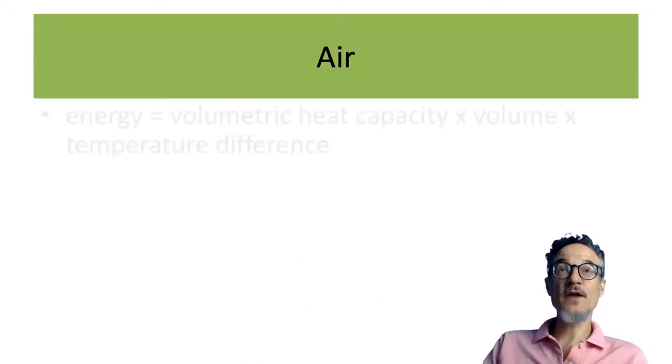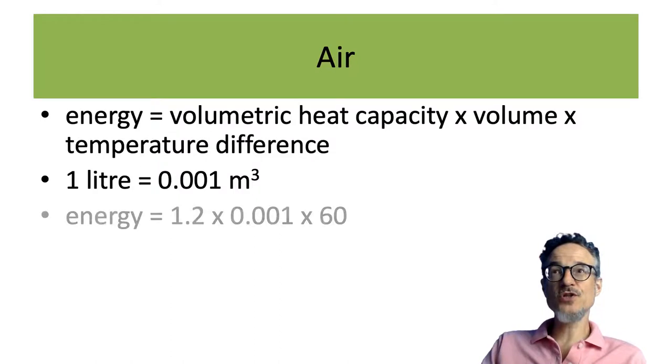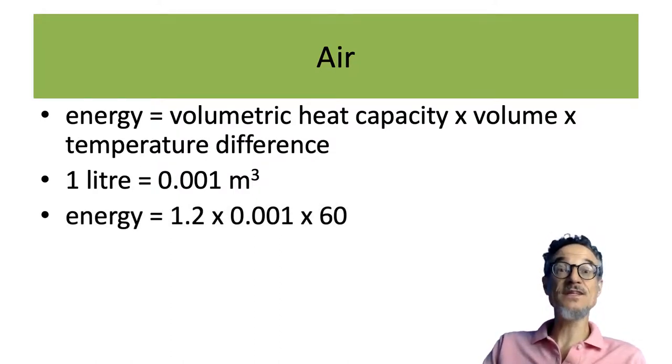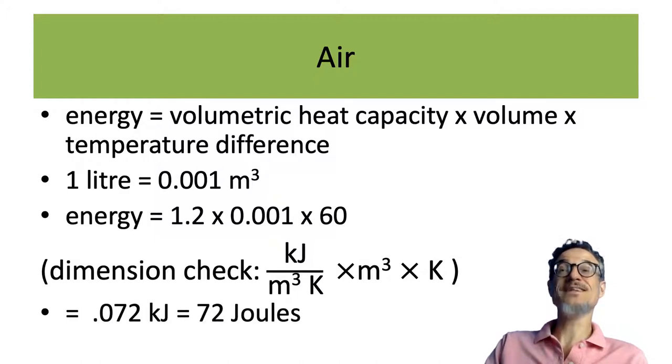The air, on the other hand, is 1 litre of air, and 1 litre is 0.001 metres cubed. If we remember, the 1.2 was not in litres, it was in metres cubed, so we need to put the volume in as 0.001. We've got 1.2 as the heat capacity, and the temperature difference is the same, 60. Again, if we check the dimensions, we've got kilojoules per metre cubed Kelvin times metres cubed times Kelvin. The metres cubed and the Kelvins cancel out, and we're left with 0.072 kilojoules, or 72 joules.